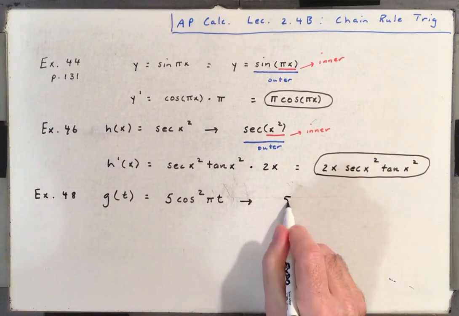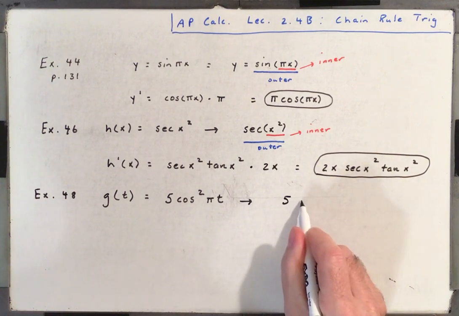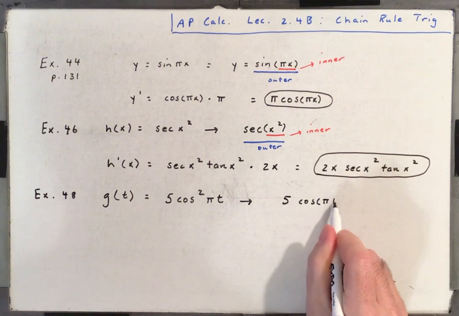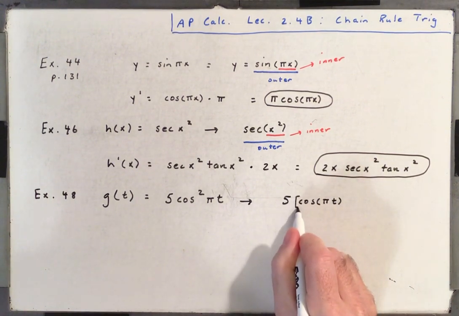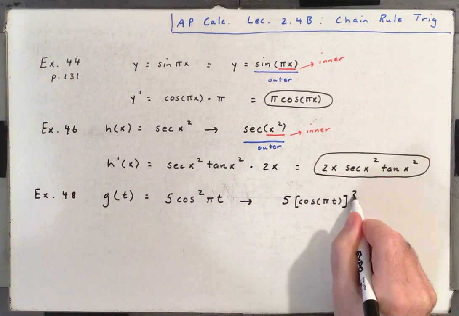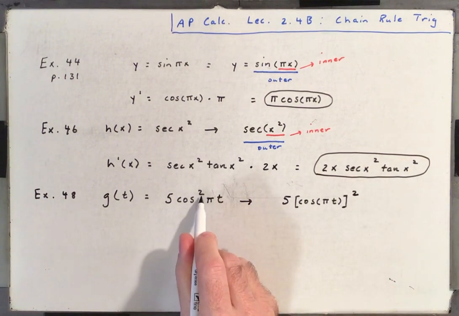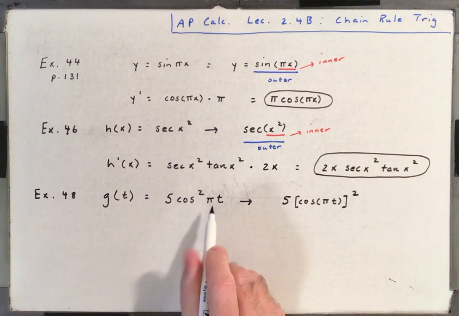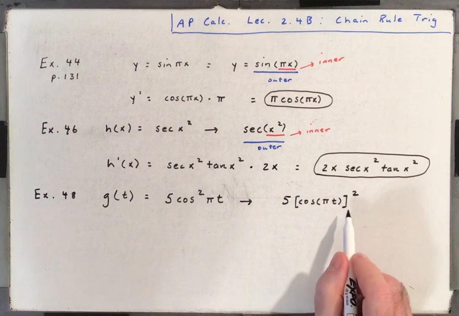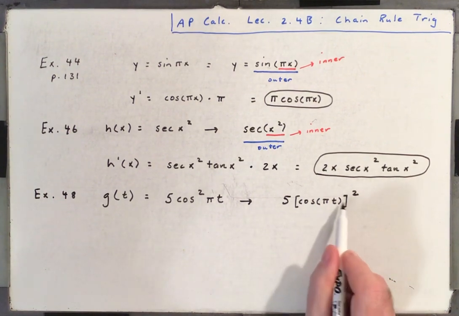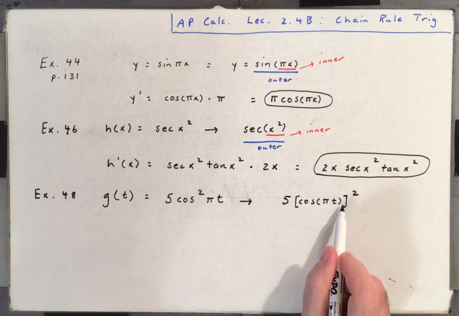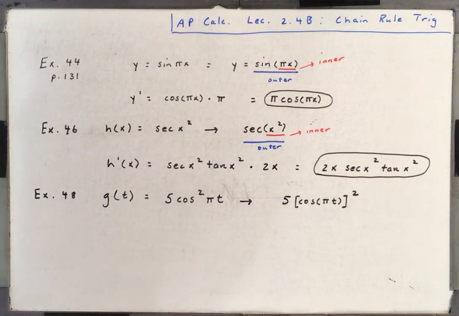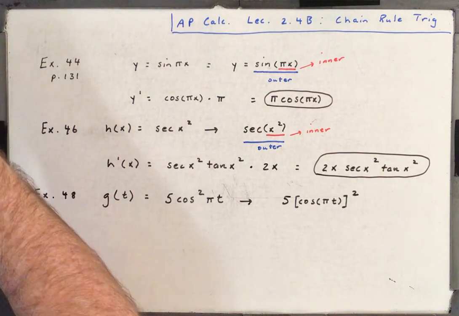So this is going to be 5 times cosine pi t, all squared. That 2 right there means to square cosine pi t. They put it there so they didn't have to put these brackets in. But I went ahead and put the parentheses around the angle, and the brackets around the entire trig function. So we actually have 3 layers here to deal with.